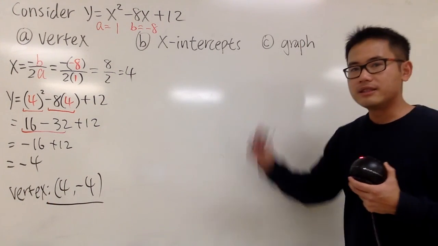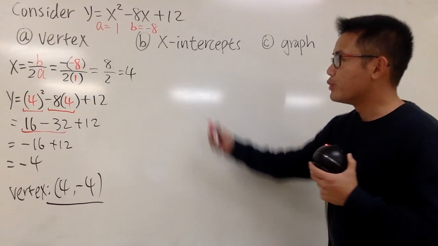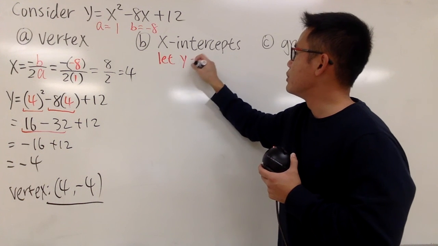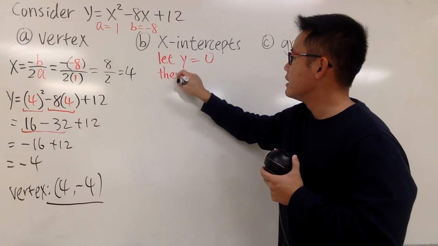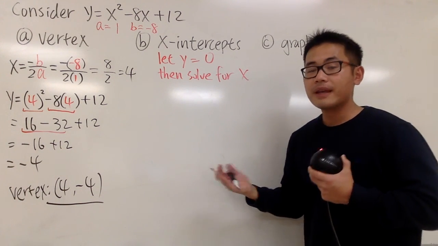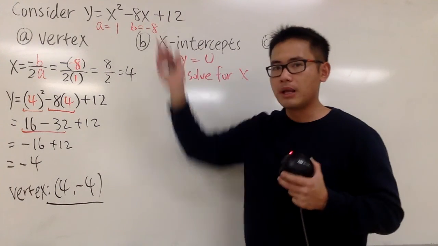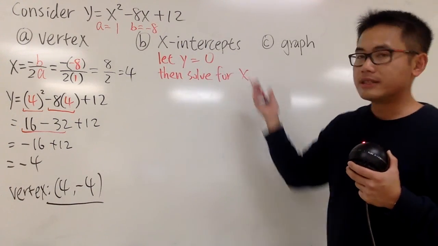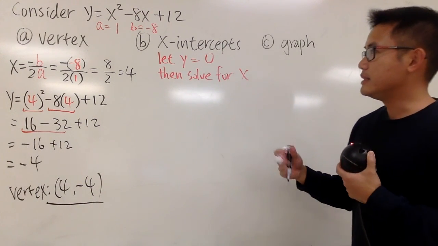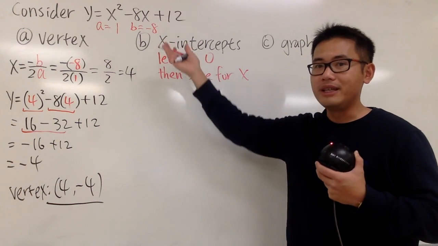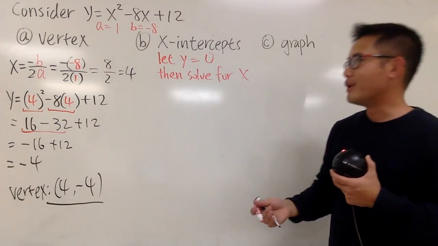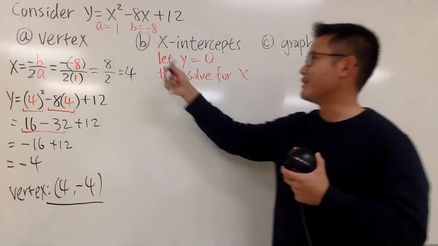Now, for the x-intercepts, how can we do that? Remember, to get the x-intercept, what we can do is, first, let y be 0, and then solve for the x values, okay? However, sometimes for a parabola, you may not get an x-intercept. If this is not factorable, and if you use the quadratic formula and it doesn't give you any real roots, then it has no x-intercepts. But anyway, let's just solve to see if we have any or not.